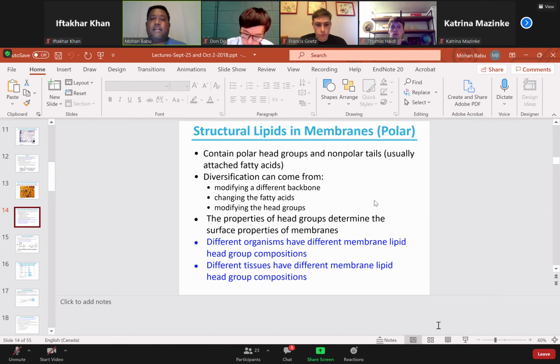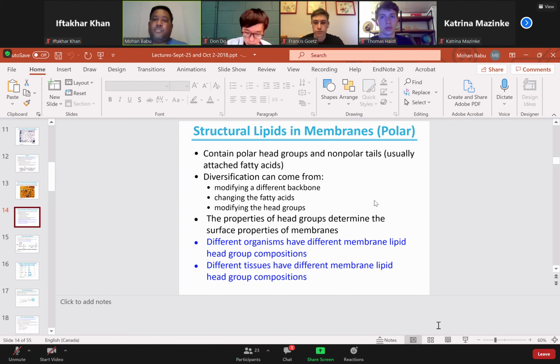We know that the head groups usually determine the surface properties of the membrane. We also know that different organisms have different lipid head group compositions, which we touched upon briefly in the previous lectures, and different tissues also have different lipid head group compositions. In terms of glycerophospholipids, we'll talk about it briefly here.